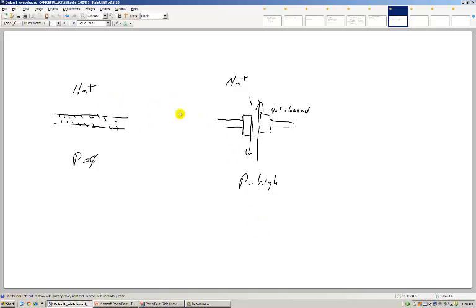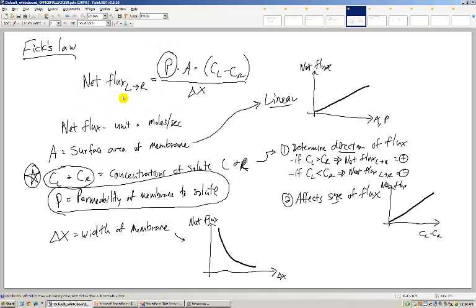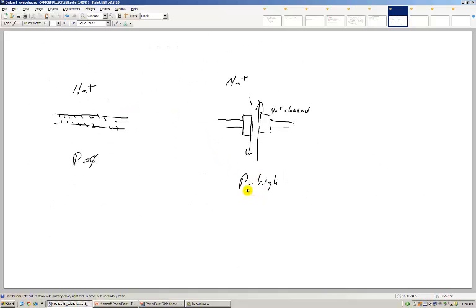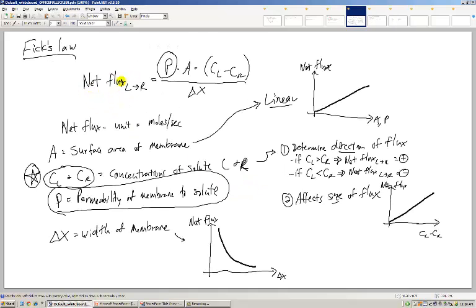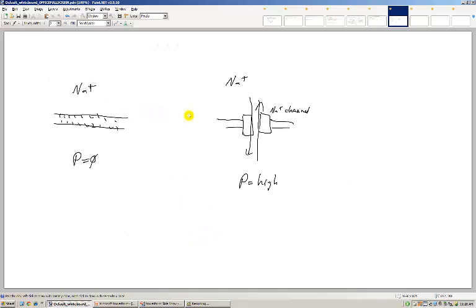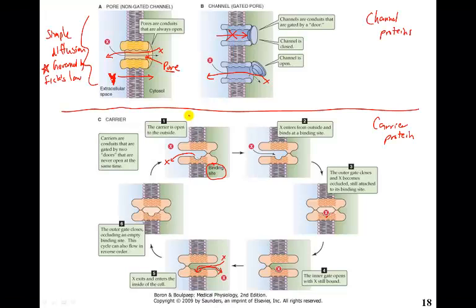but Fick's law applies in either case. It's just that P is 0 in Fick's law, so you get no net flux, whereas here P is high, so you'd have pretty good net flux. But it's still the same process. It's governed by the same law, Fick's law.